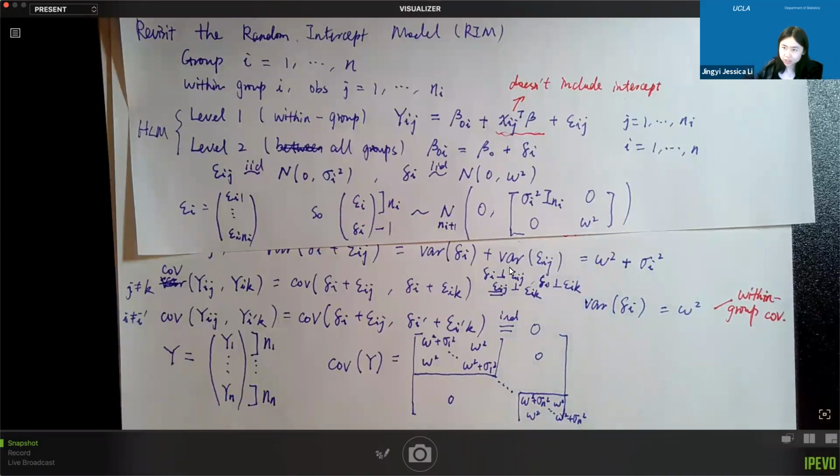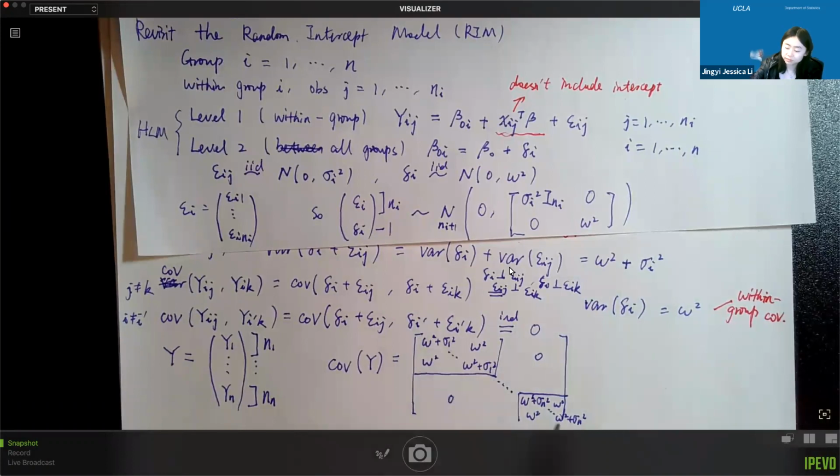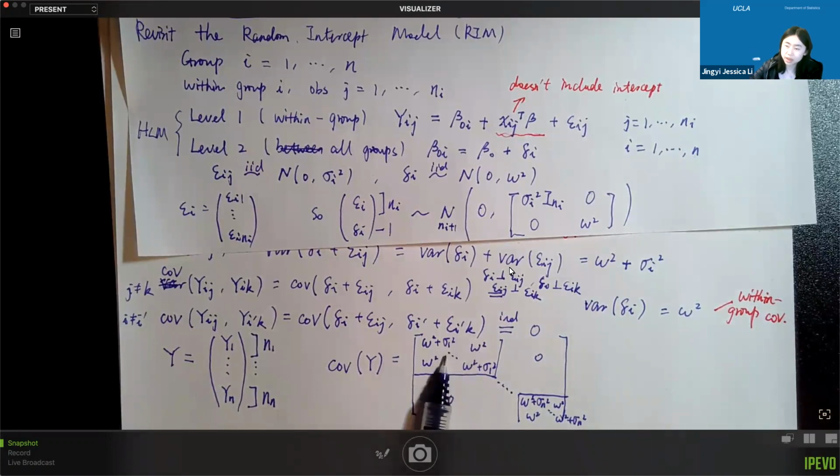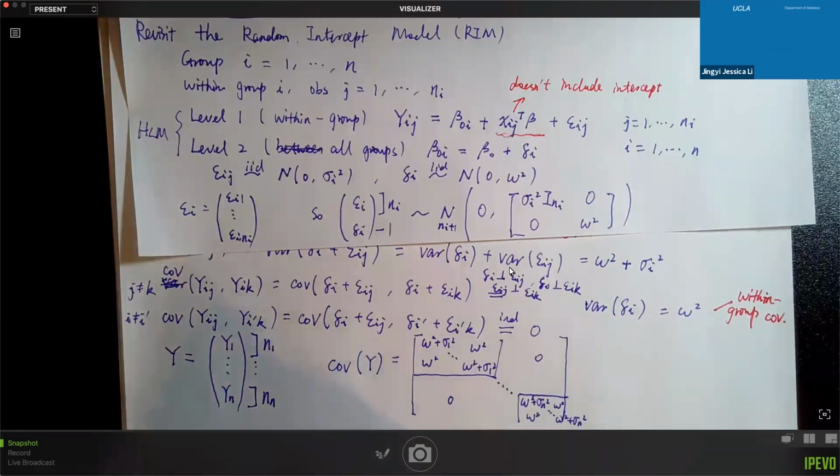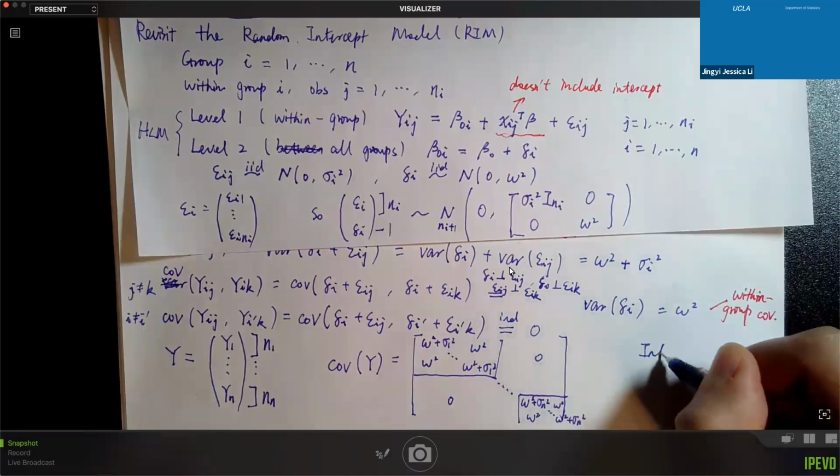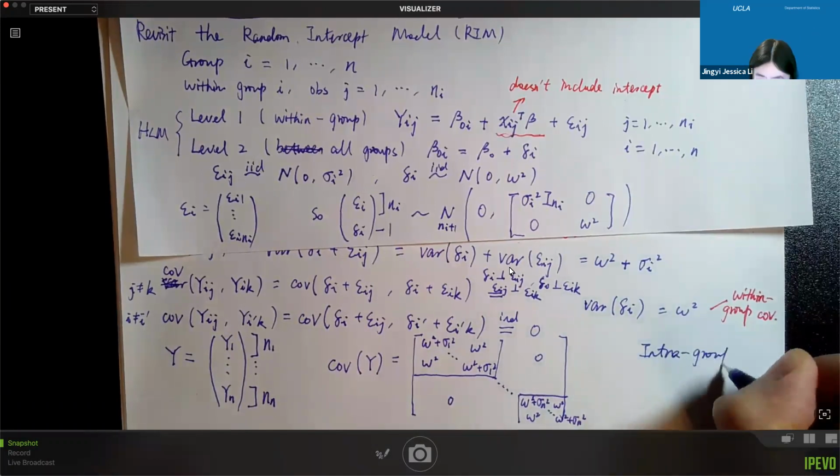So you see that each observation is most similar to itself, right? That's just its own variance. And its covariance with anyone else in the same group is omega squared. That's for the within group dependence. And it has no correlation with anything outside of its group. That's why in this random intercept model, there is a concept called intra-group correlation.